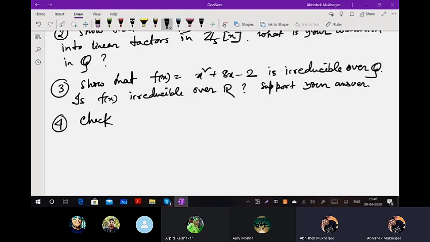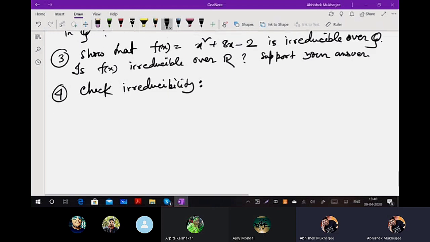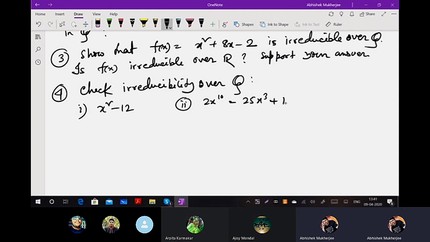The next problem is to check irreducibility over Q. Number 1 is x^2 - 12. Number 2 is 2x^10 - 25x^3 + 10x^2 - 30. Number 3, 4x^10 - 9x^3 + 24x - 18.